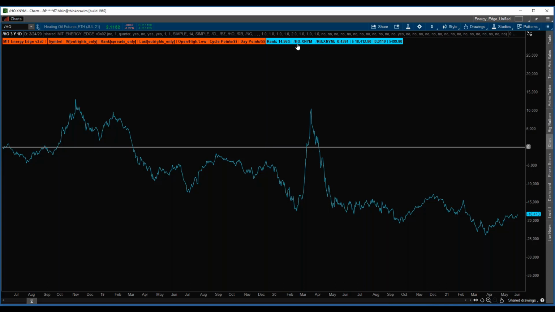HORB, this is buying one HO, selling one RB. Or if you want to sell this spread and bet for it to go down, you're selling one and buying the other. A trade that we've been in is getting long this HORB, because as you can see, this is the lowest it's been at for a very long time.